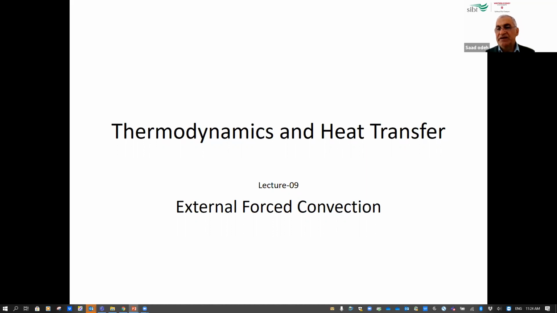But natural convection depends on the buoyancy force, the difference in density between the hot fluid and cold fluid. Because of this difference in density, we have the movement of the fluid. The hot fluid will rise up because it's lower in density, and the cold fluid replaces the hot fluid, and this keeps the circulation. This is what we said before.